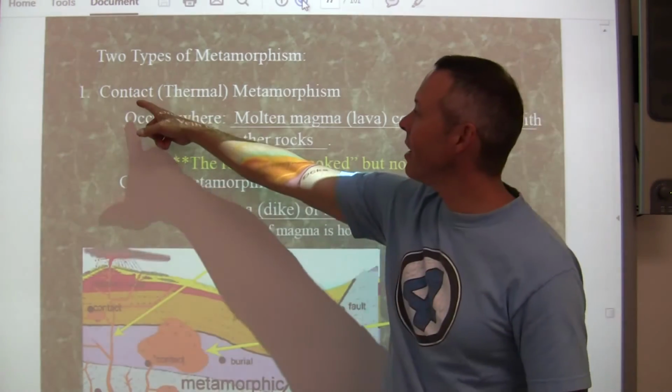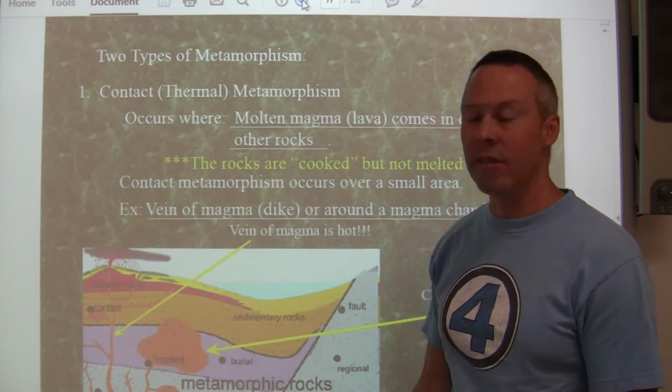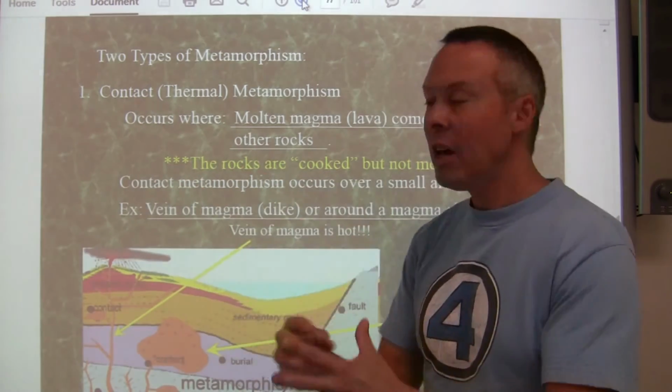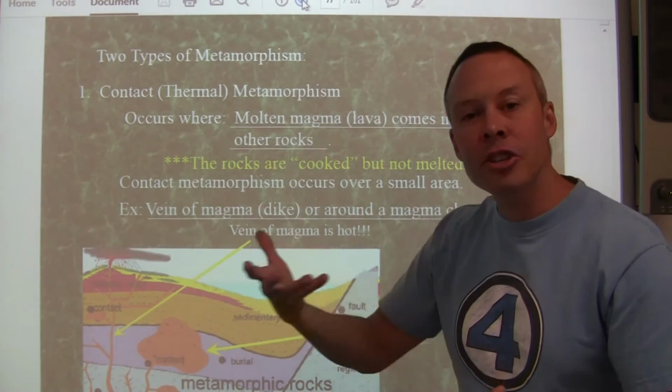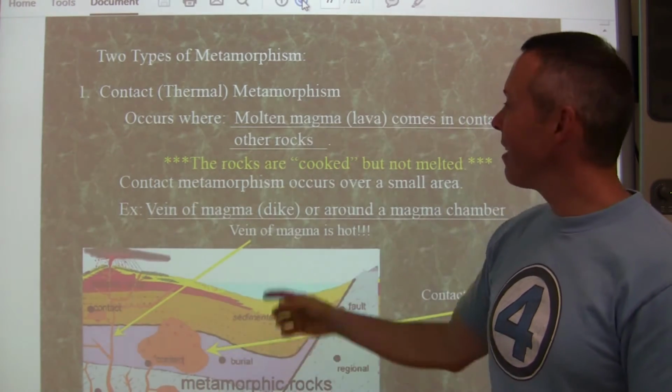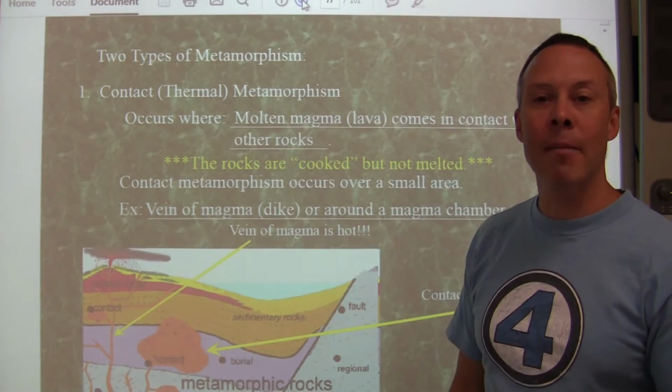On the bottom of the page, there are 2 types of metamorphism that you have to identify. The first is contact, also referred to as thermal metamorphism. The word contact means to touch. So in this case, you look at the definition, it's where the heat from something has touched another rock and changed it. And that something is usually molten magma or lava.